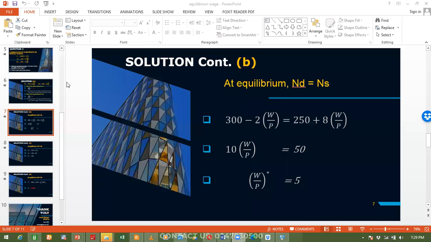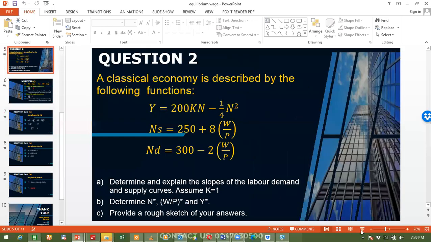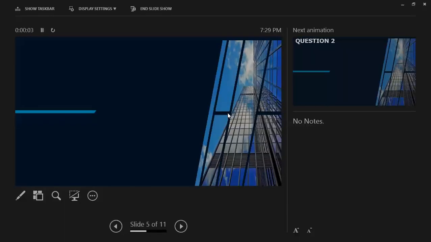Okay, can you see the screen? Yes, I can. Okay, you can see the screen. Yes. Okay, good.